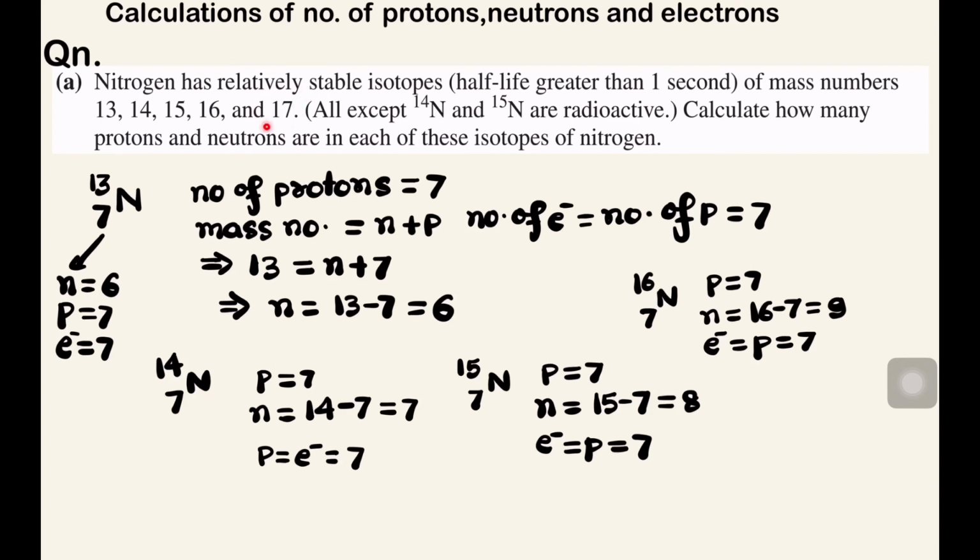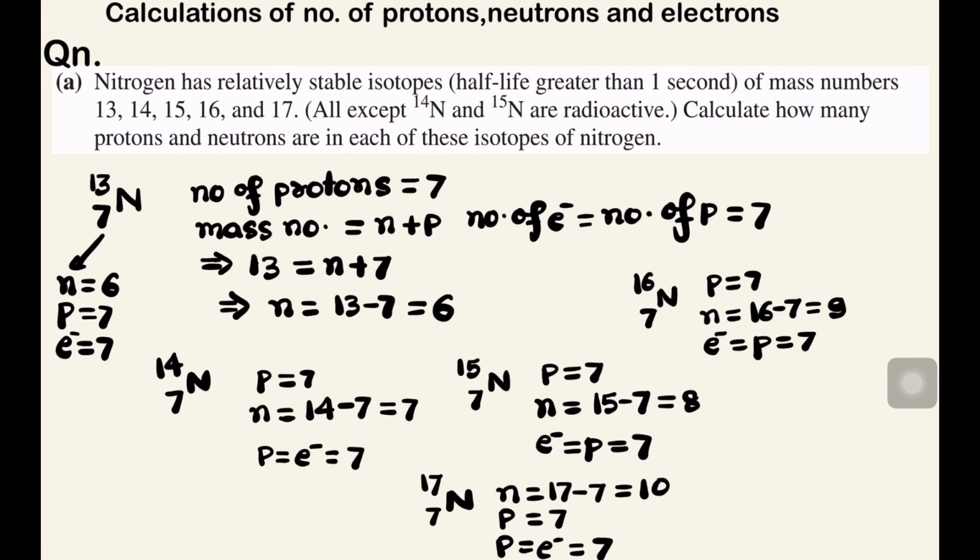And let's see the last isotope, that is nitrogen-17. This is also radioactive. The number of neutrons is mass number minus atomic number, that is 10. The number of protons is equal to the atomic number, and the number of protons and electrons will be just equal to each other, that is 7.